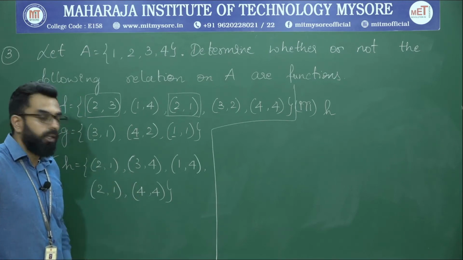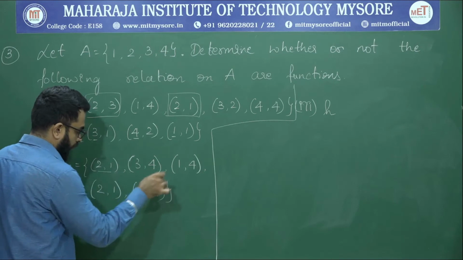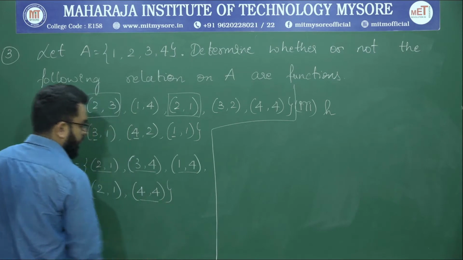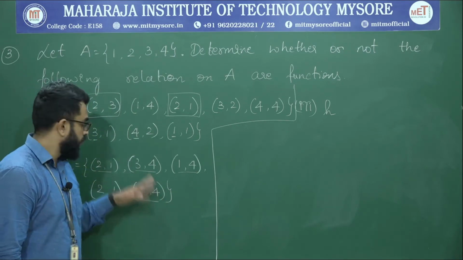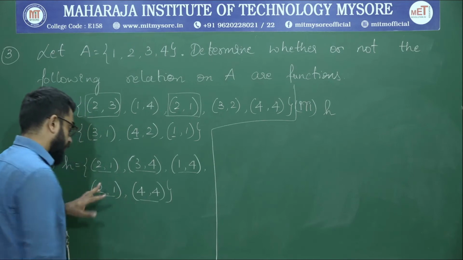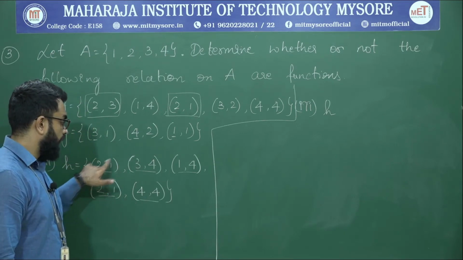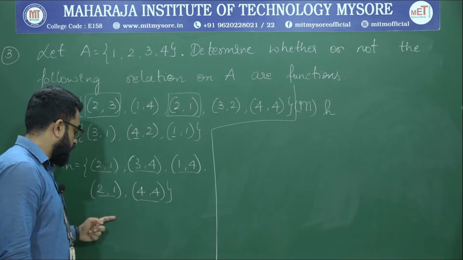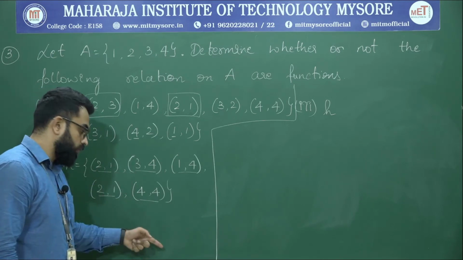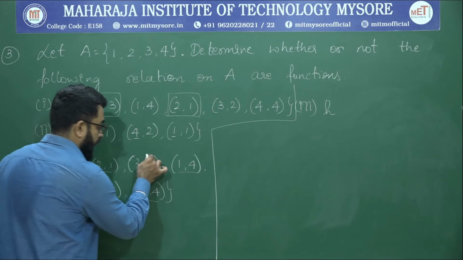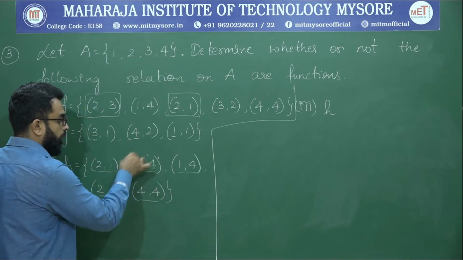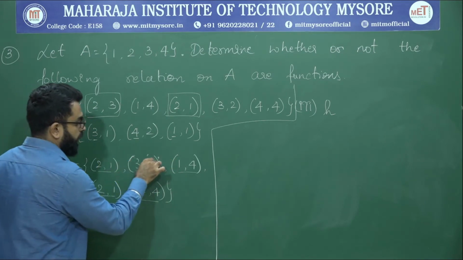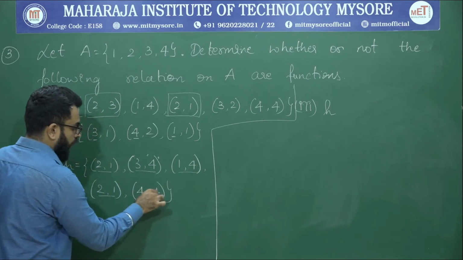So is there any problem here? 2 is mapped to 1, fine. 3 is mapped to 4, accepted. 1 is mapped to 4, accepted. 4 is also mapped to 4. If you write the arrow diagram, the element 1 is mapped to 4, element 2 is mapped to 1, 3 is mapped to 4, 4 is also mapped to 4. Here the element 4 of set B has multiple pre-images, but what about the uniqueness of the images? 3 has a unique mapping, 1 has a unique mapping, 4 also has a unique mapping.